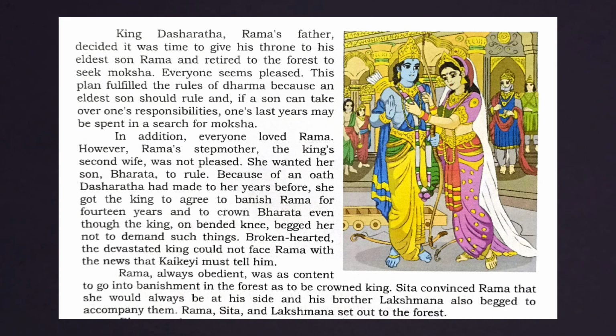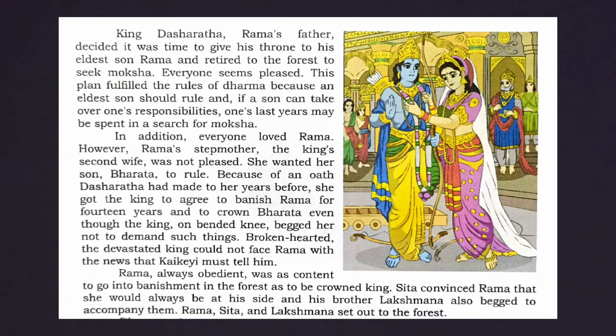However, Rama's stepmother, the king's second wife, was not pleased. She wanted her son Bharata to rule. Because of an oath Dasharatha had made to her years before, she got the king to agree to banish Rama for 14 years and to crown Bharata, even though the king, on bended knee, begged her not to demand such things. Broken-hearted, the devastated king could not face Rama with the news that Kaikeyi must tell him.